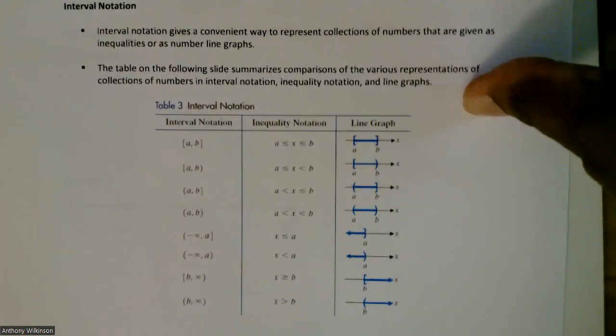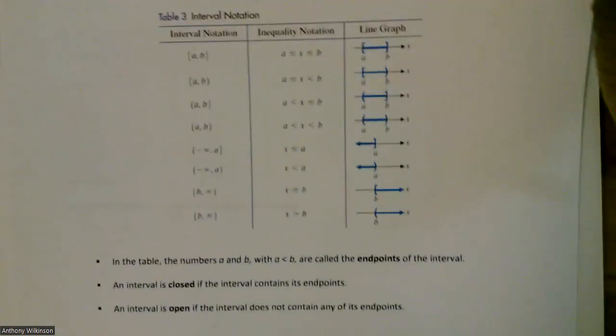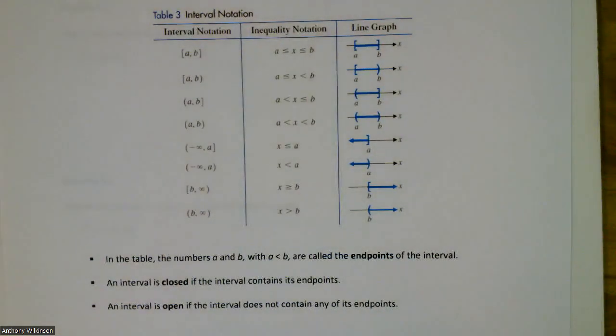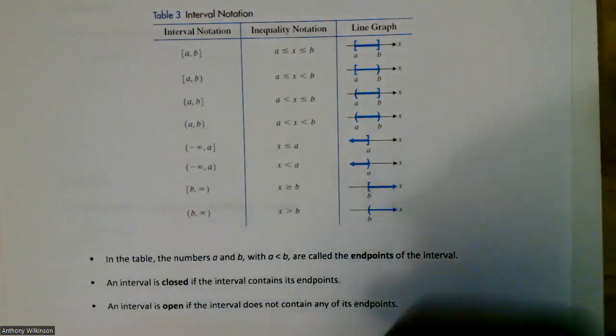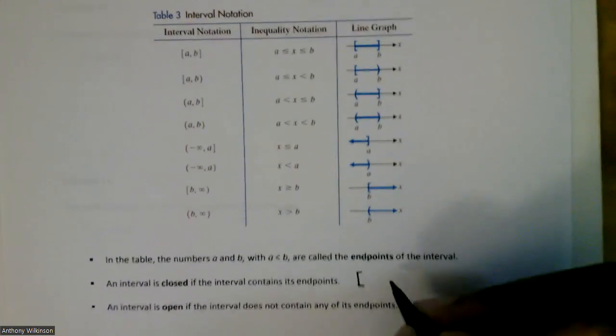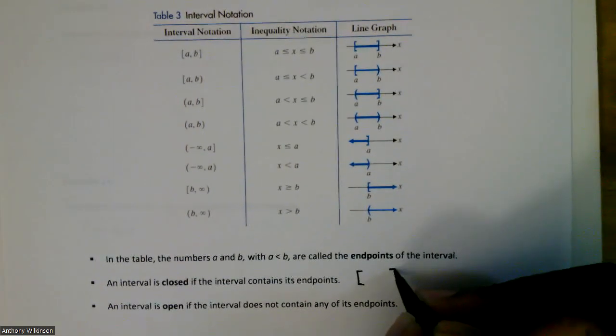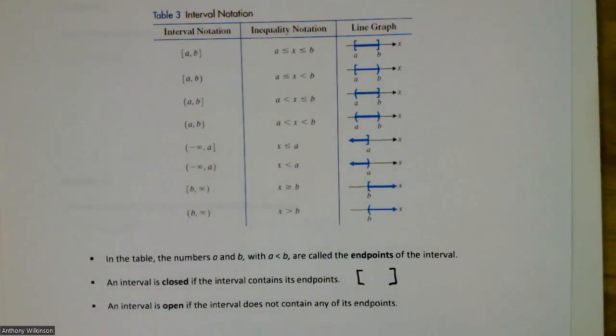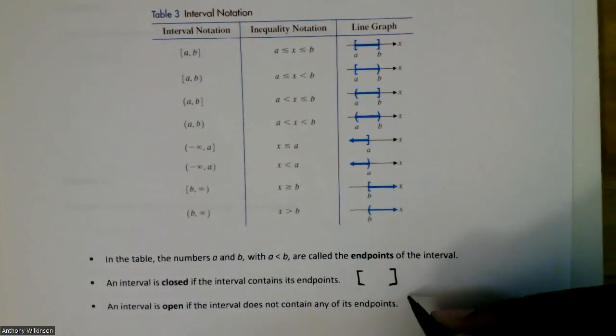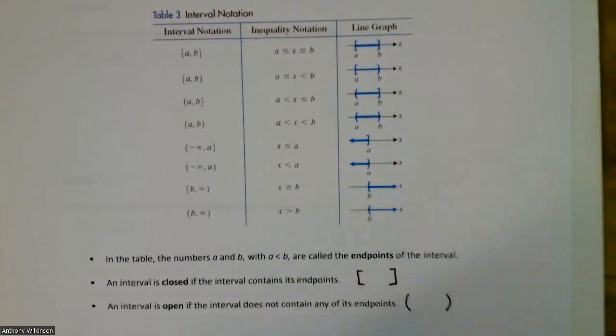All right. In the table, the numbers A and B, with A less than B, are called the endpoints of the intervals. An interval is closed if the interval contains its endpoints, and we use brackets to indicate where an interval is closed. An interval is open if it does not contain any of its endpoints, and we use parentheses. But keep in mind, for infinity, both positive and negative infinity, we always use parentheses.